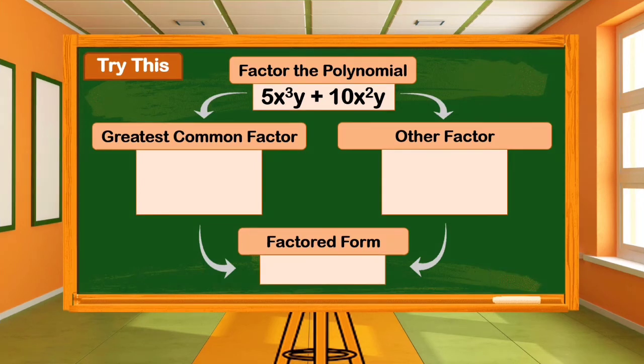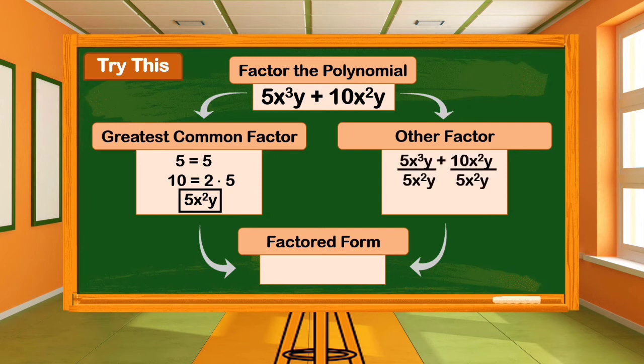Time's up. The GCF of the given polynomial is 5x squared y. Next, by dividing the polynomial by its GCF, the other factor is x plus 2. Hence, the factored form of 5x cubed y plus 10x squared y is 5x squared y times the quantity x plus 2. Did you get it correctly? Excellent!